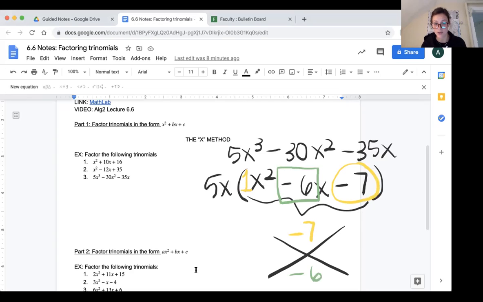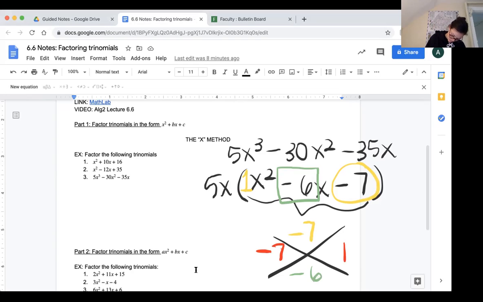Well, 7's a prime number. So the only things that multiply to 7 are 7 times 1. But it needs to be a negative 7 and a negative 6. So if I make this 7 negative, negative 7 times positive 1 equals negative 7. And negative 7 plus 1 equals negative 6. So I fulfilled my x. Everything is good to go.